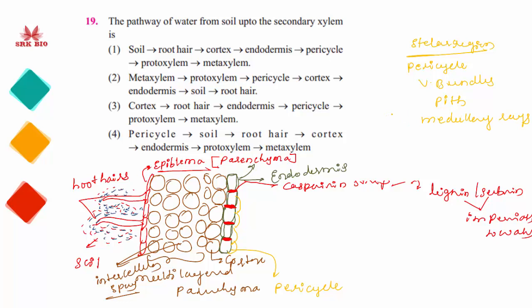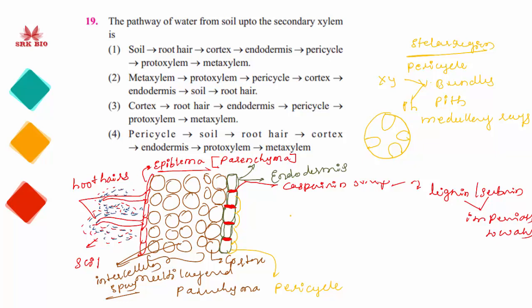If this is the pericycle, to this the vascular bundles are attached. Then the question is, what is a vascular bundle? It is a bundle of xylem and phloem, because xylem and phloem are the vascular tissues. Xylem is water conducting tissue and phloem is food conducting tissue. Where xylem and phloem are present in the form of bundles, it is called a vascular bundle.